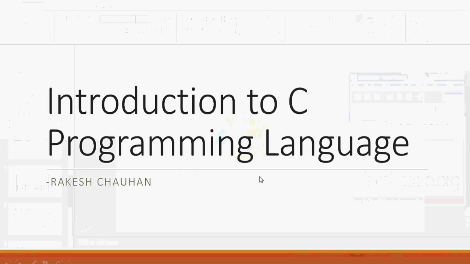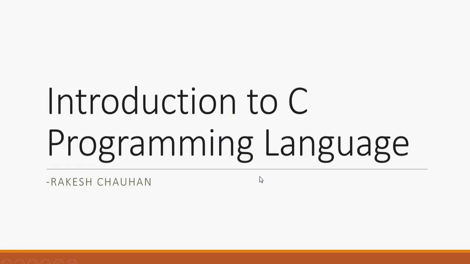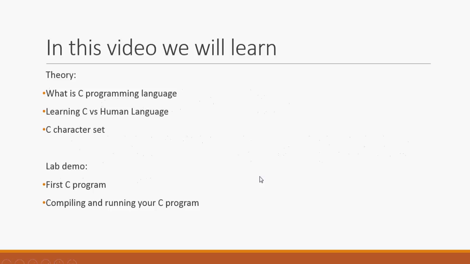Okay, so basically today's video is divided into two sections. One is for theory and one is for lab. In theory we will discuss what is C programming language. We'll understand how to learn C language and how we have already learned human language, and we'll see the character sets in C. Then we'll go to lab and write a couple of programs.